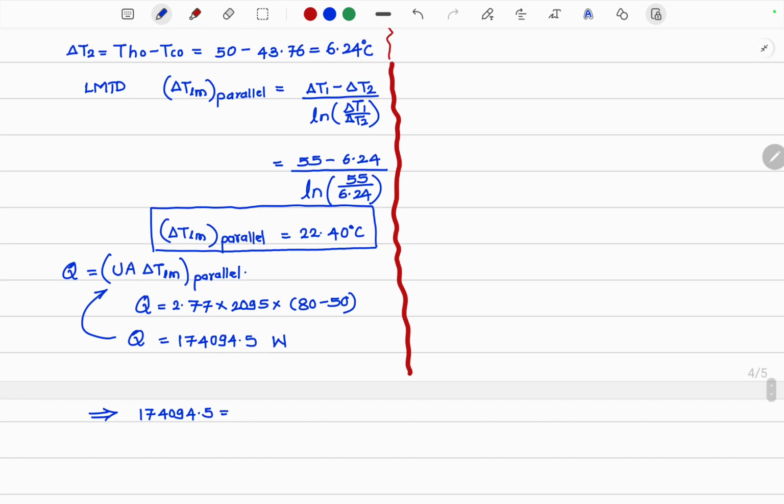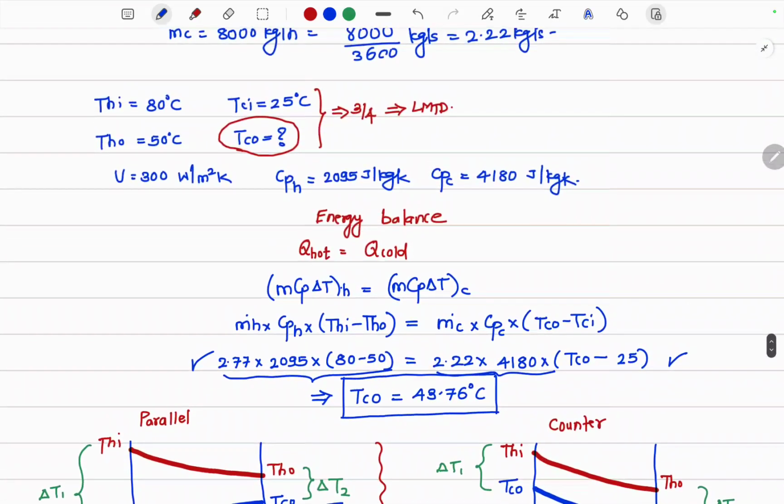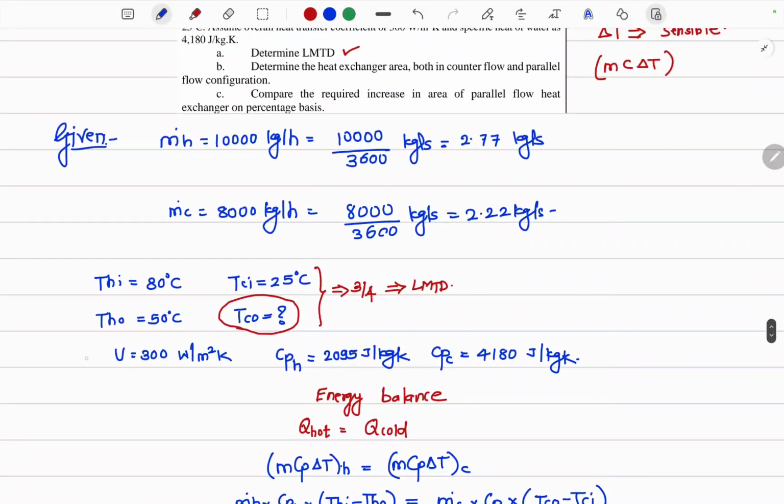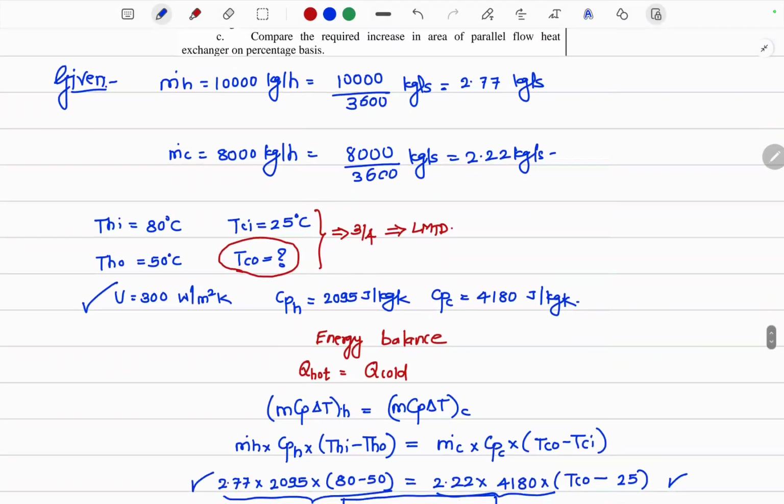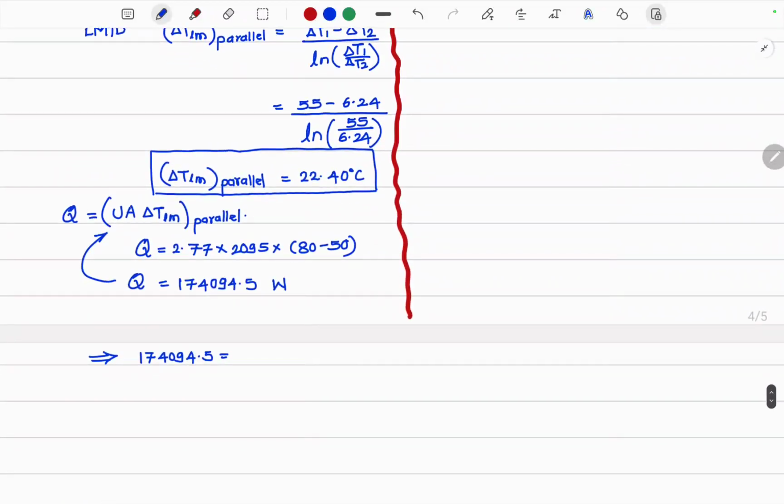So U has been given as 300, I suppose. So yes, U is here. We have written it in the given things. So 300 into area of parallel flow, unknown quantity, into delta T LM, which we just calculated as 22.40. So it means that we are now arriving at our final answer.